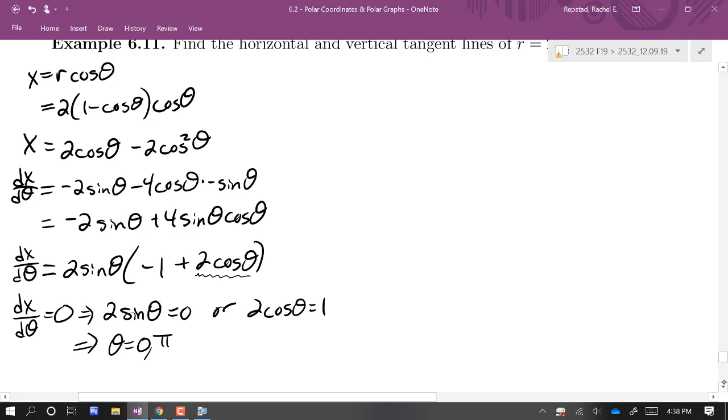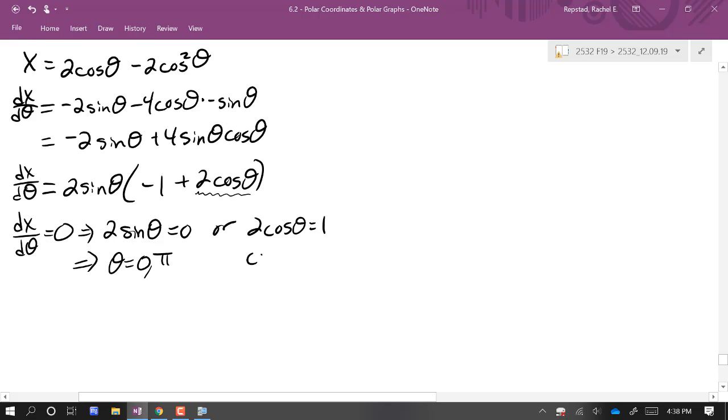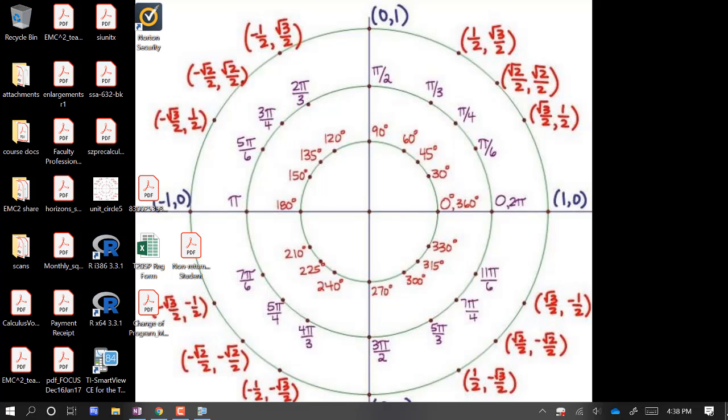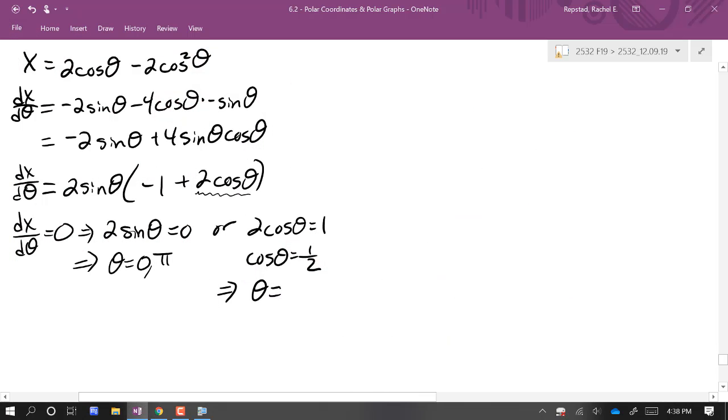And then 2 cosine theta equals 1 means that cosine theta is 1/2. And cosine is equal to 1/2, I'm going to look at my unit circle here, when theta is pi over 3 and 5 pi over 3. So we found all the values of theta that make dx d theta equal to 0.